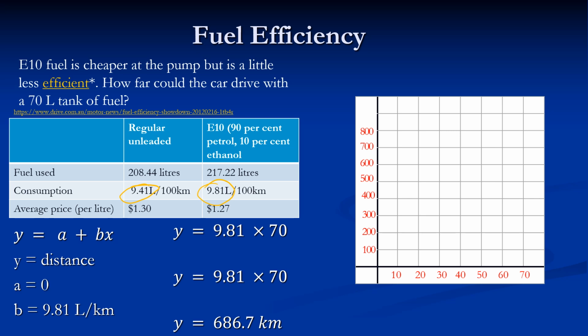I thought, okay, so let's work this out. How far should this go on 1 tank of fuel? So all we need to do is substitute that into our linear equation, and we can graph that. So what y would be the distance? Well, we start off at a 0 distance, at a 0 fuel consumption, so A is just going to be 0, but B is going to be 9.81 litres per kilometre.